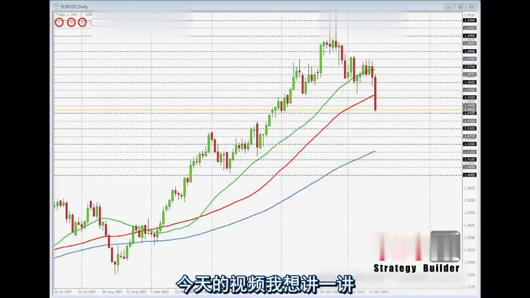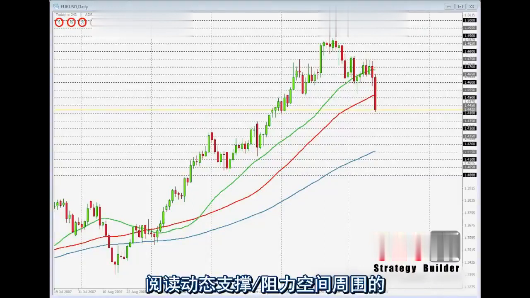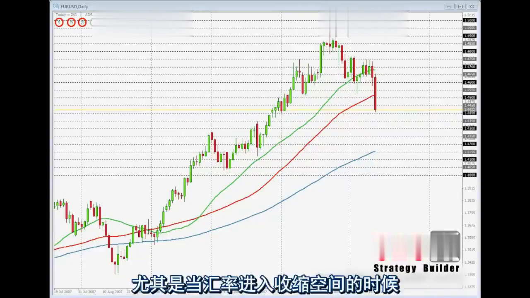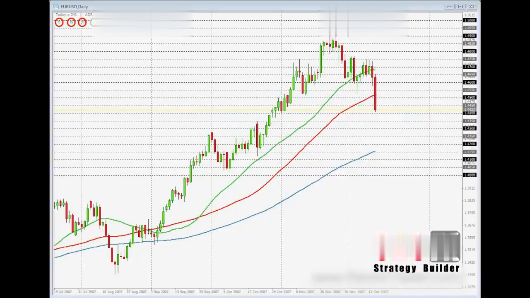In this video I want to talk about the importance of reading price action around the area of support and resistance, especially when price enters a period of consolidation.